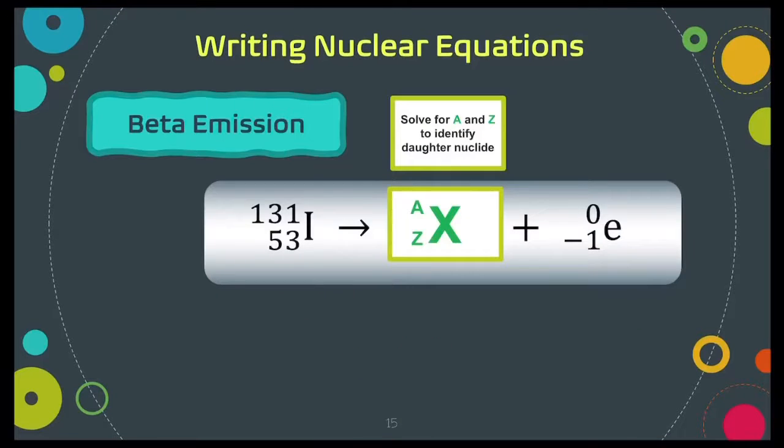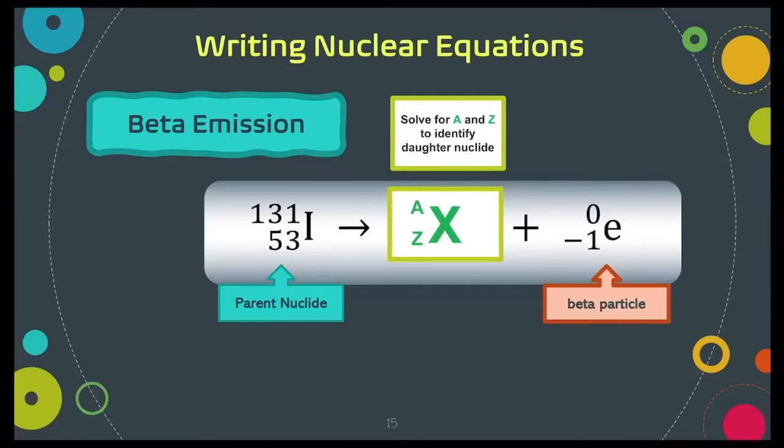This equation represents a beta emission or beta decay. We're looking at iodine-131. That is going to be our parent nuclide or our parent isotope. The beta particle, represented by E, the symbol for an electron, with a mass of 0 and a charge of -1, is going to be emitted from the iodine-131 isotope. So in order to identify the daughter nuclide, we would need to solve for A and Z as we did earlier. So let's set up our equation.